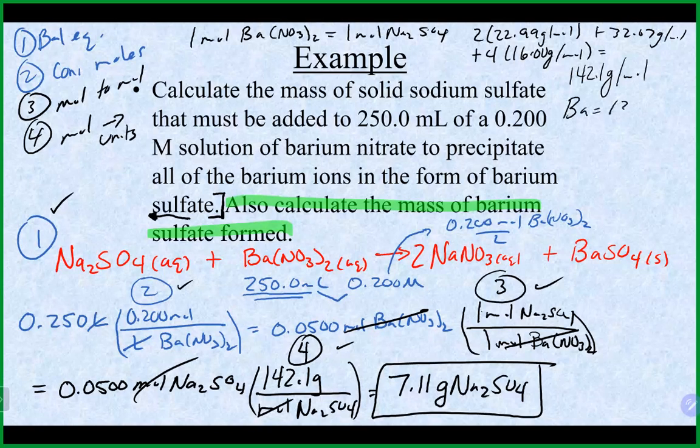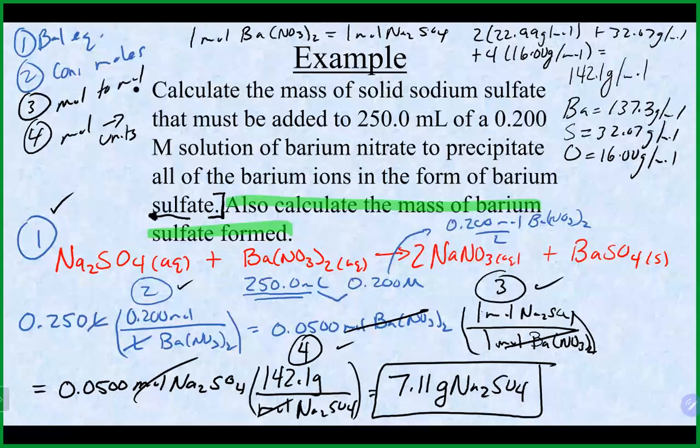Barium 137.3 grams per mole. Sulfur 32.07. And oxygen 16. All right. Based on the same starting amounts, how many grams of that barium sulfate should we produce?